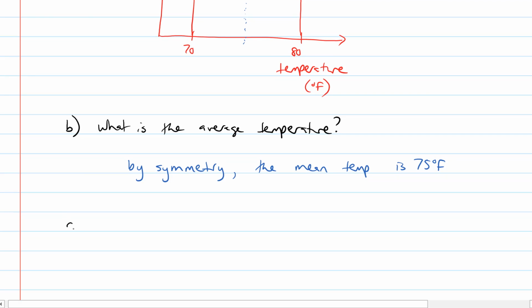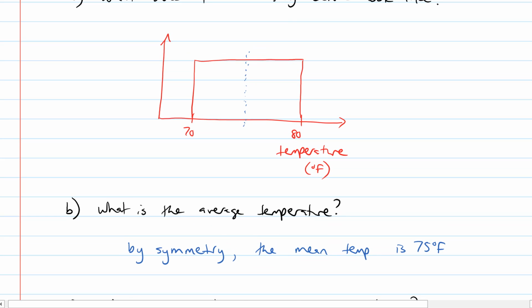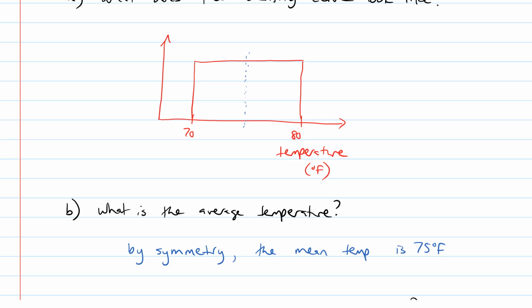Now let's look at our final part, which is part C. What is the height of the rectangle? And let's just go back to look at our picture. What we want is that the total area under the curve, which I'm highlighting here using my highlighter pen, we want that total area to equal 1.